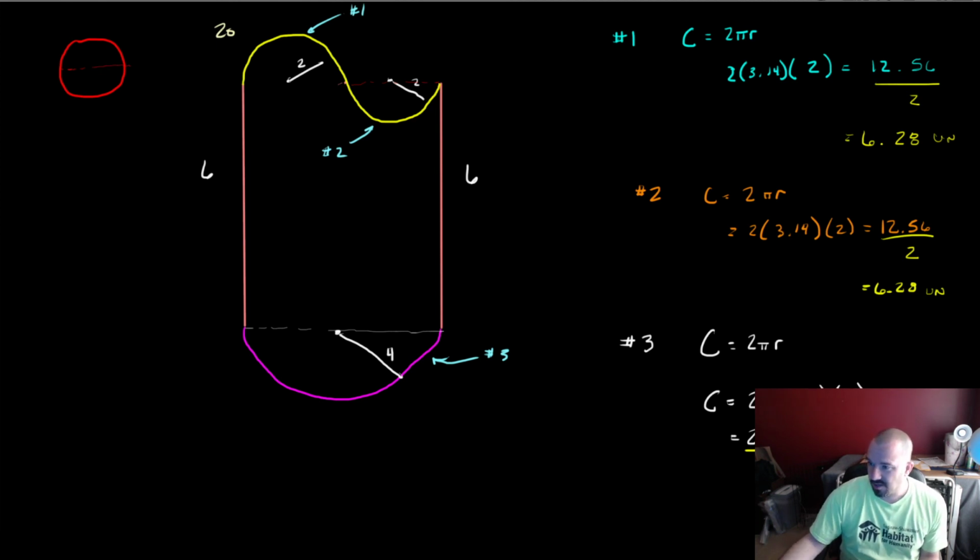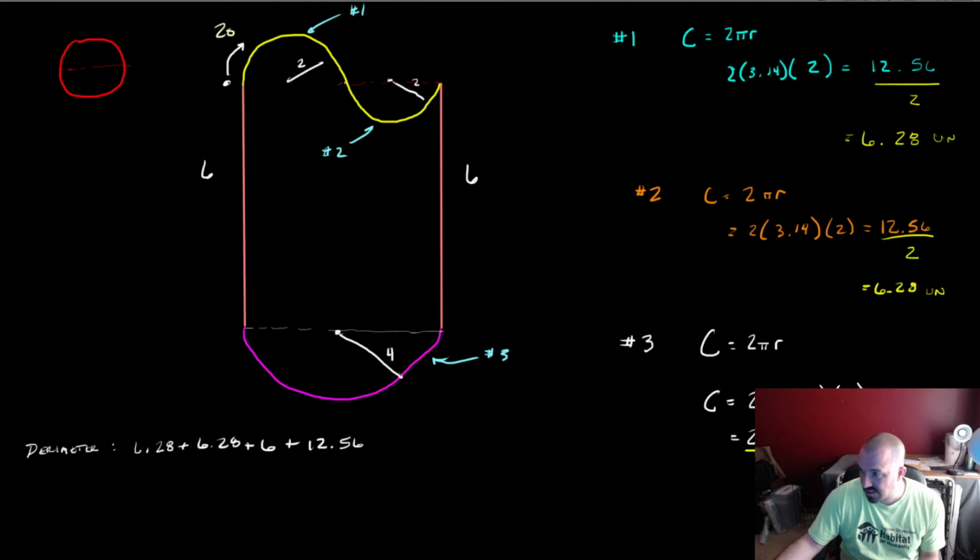So now we just do what we set up there. So what's the perimeter? The perimeter is just add them all up. If we start here and I travel clockwise, I am going to get 6.28 plus 6.28 plus 6 plus 12.56 plus 6. So that carries me around here, and then another 6. 1, 2, 3, 4, 5 individual measurements. And if I add that all together, 12.56 and 12.56 is 25.12, plus 12 is 37.12.